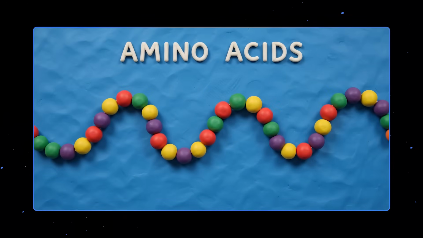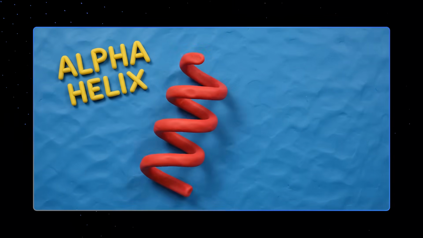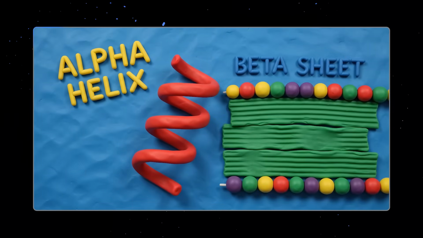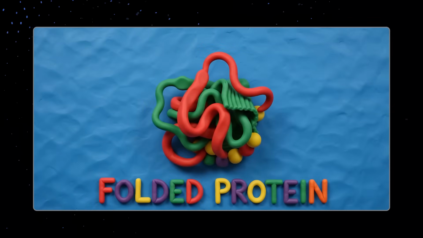And so we have one example here. Proteins start as chains of amino acids. They fold into patterns like the alpha helix, and flat sections called beta sheets, forming a perfect three-dimensional shape.